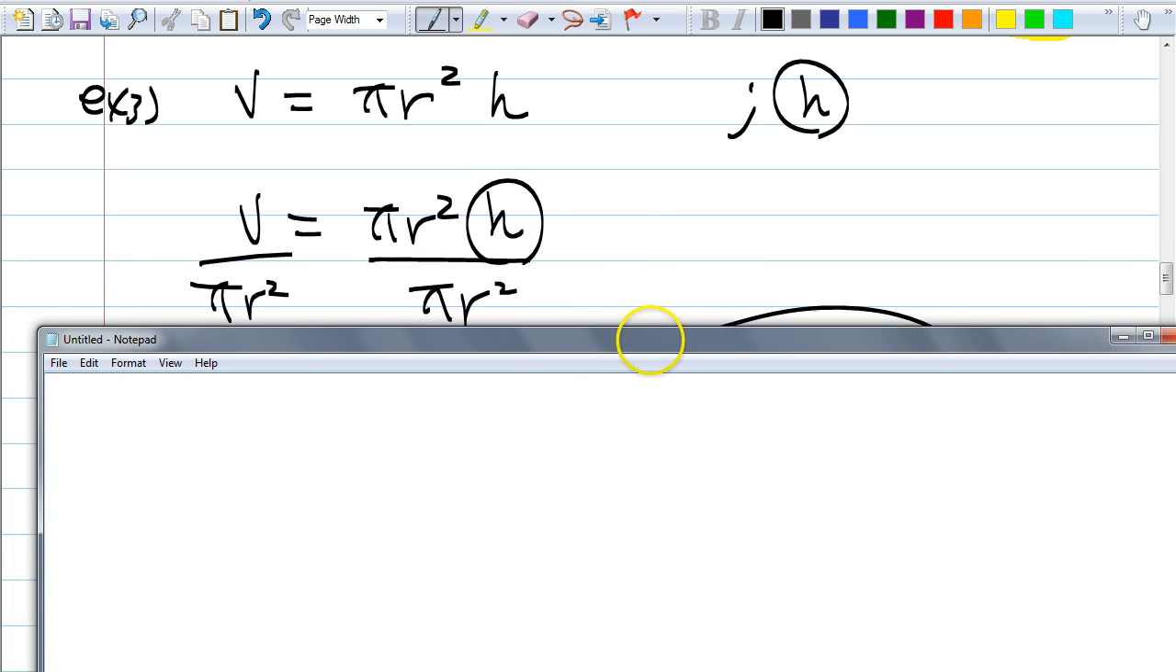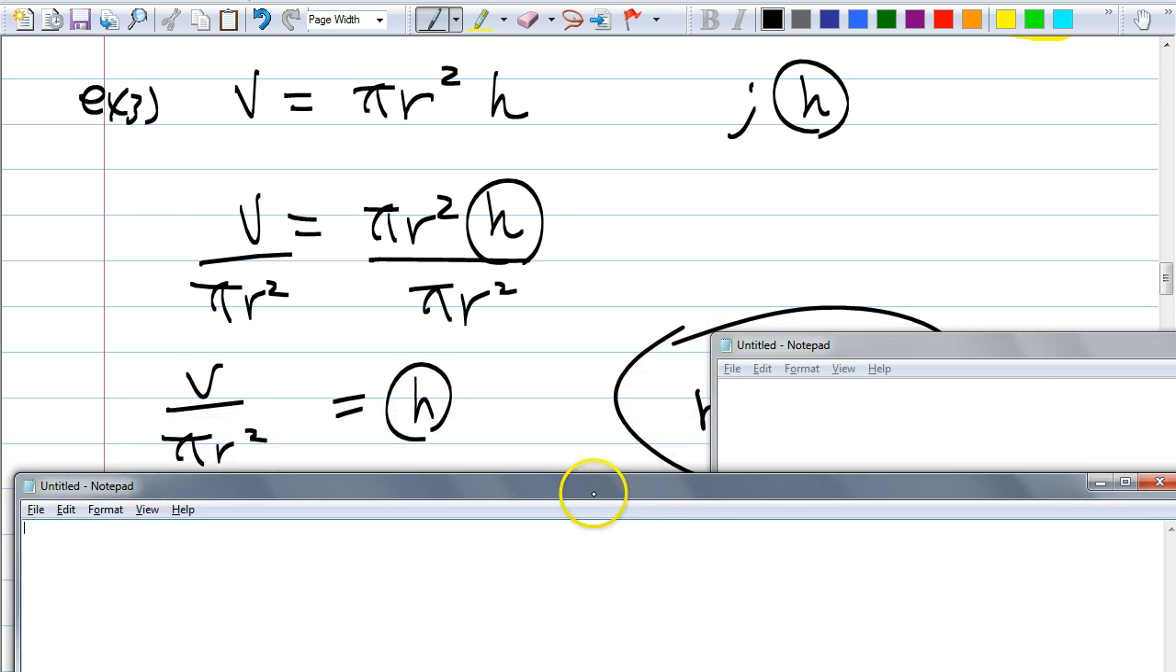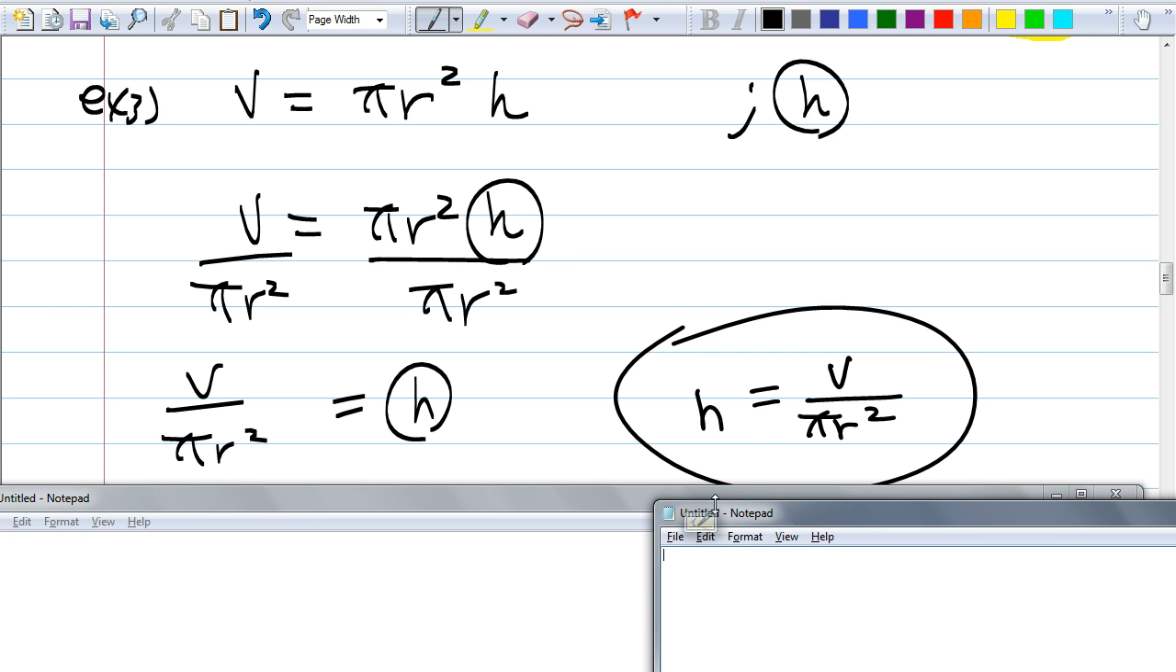Right? How many people got the answer? And of course, you could rewrite it as h is equal to v over pi r squared. Raise your hand. Anybody forgot this? Okay, good. Easy enough? Now, this was possible because you had h on one side of the equation only, right?